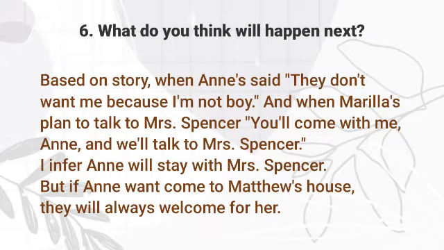6. What do you think will happen next? Based on the story, when Anne said, "They don't want me because I'm not a boy," and when Marilla planned to talk to Mrs. Spencer, "You'll come with me, Anne, and we'll talk to Mrs. Spencer," I infer Anne will stay with Mrs. Spencer. But if Anne won't come to Matthew's house, they will always welcome her.